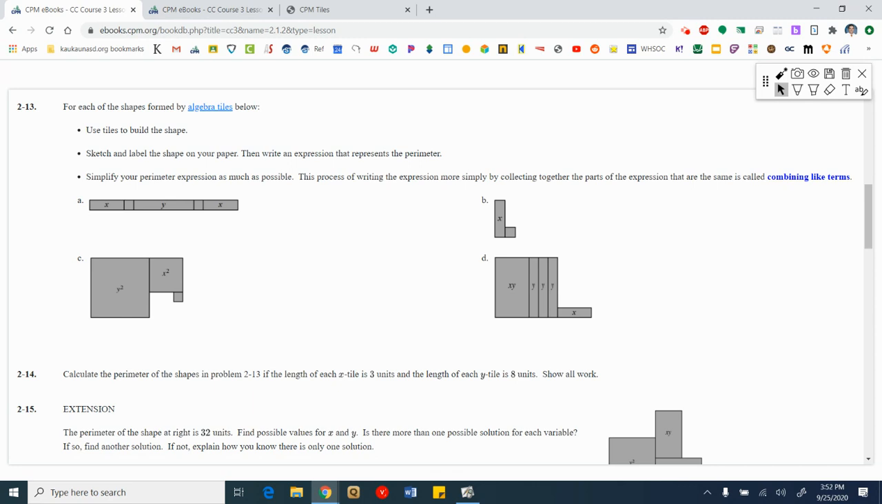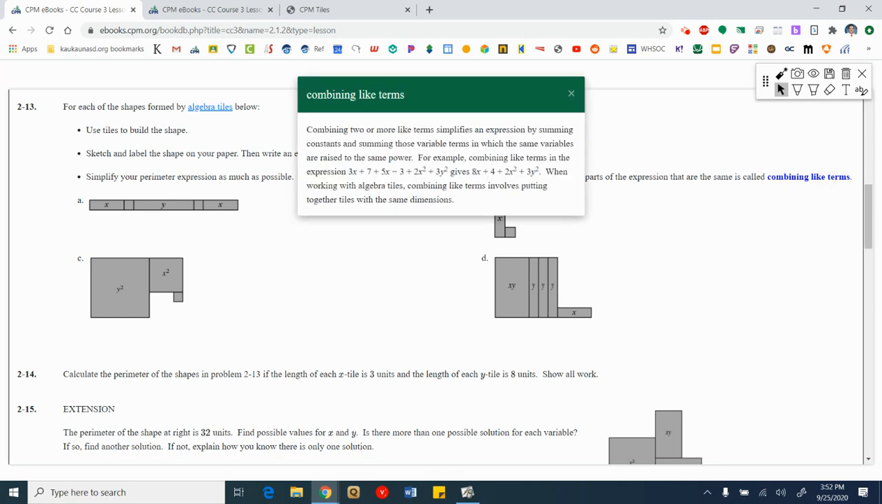This process of writing the expression more simply by collecting together the parts of the expression that are the same is called combining like terms. If you want to learn more about like terms, you can read here. A synopsis of it would be: like terms are the same variables raised to the same power.